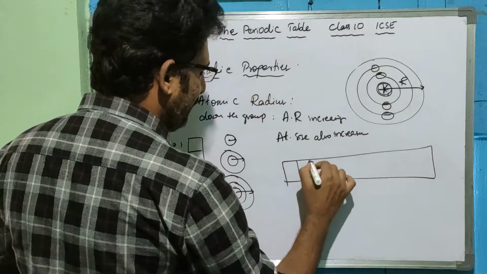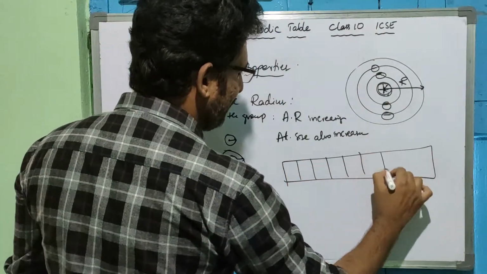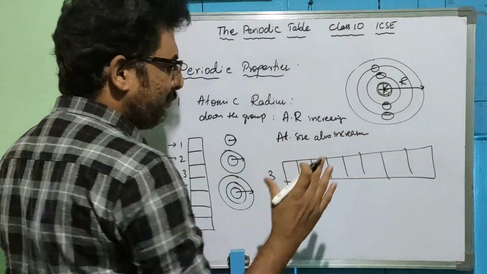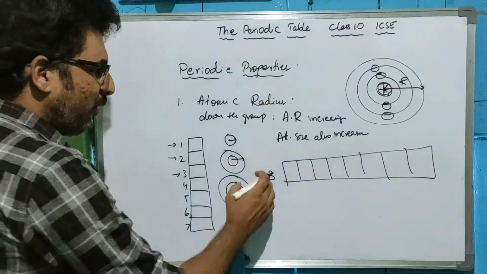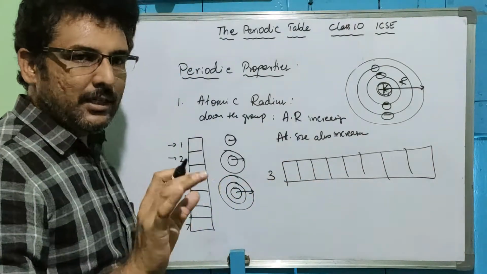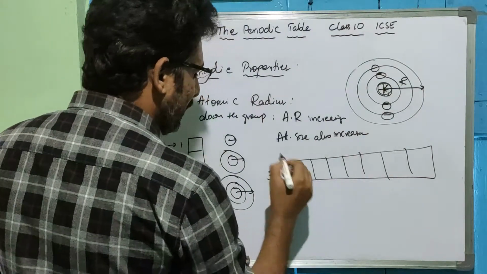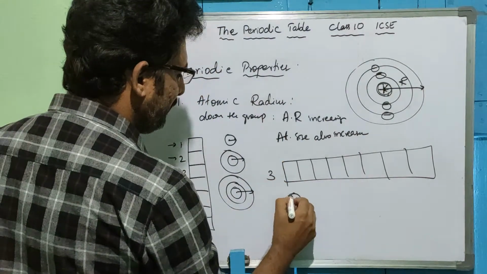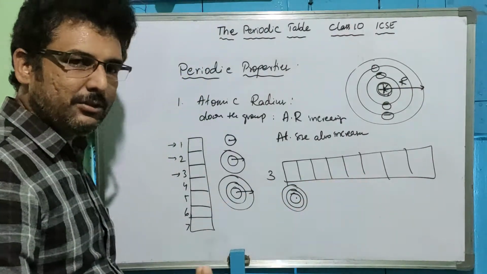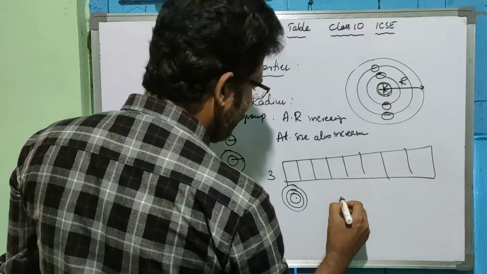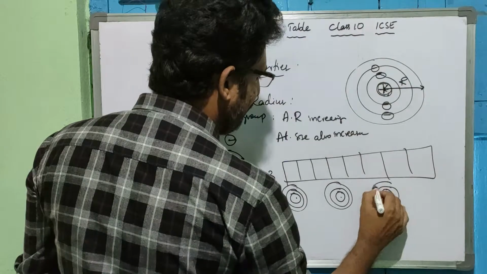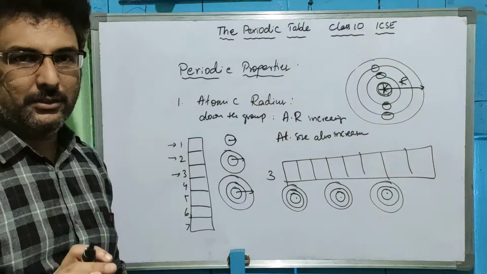If you take a particular period, let us say period number 3. Since all these elements belong to period number 3, they all will have only 3 shells. So here the number of shells will not change. The first element of the third period will have 3 shells. If you take the second element, it will also have 3 shells. And if you take the fourth element also, it will have only 3 shells. So across the period, the number of shells is not going to change.